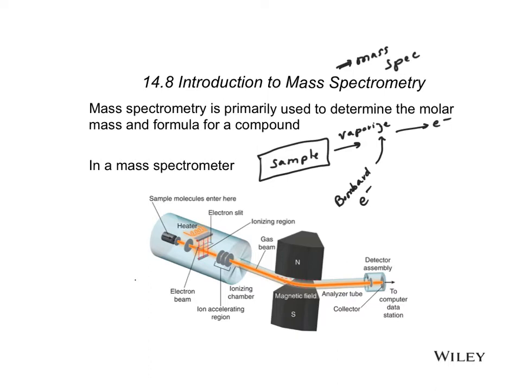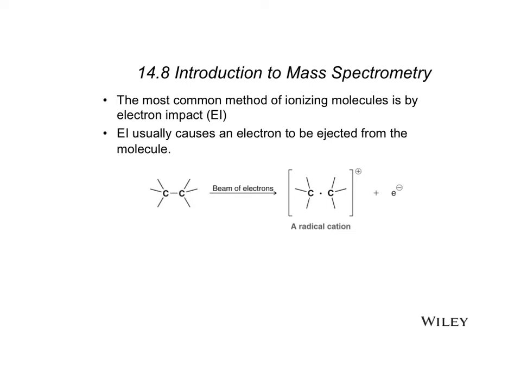We have our sample, we vaporize it, we bombard it with these high energy electrons, and then it's going to eject an electron of its own. Okay, so what do we do with that when it ejects this electron?